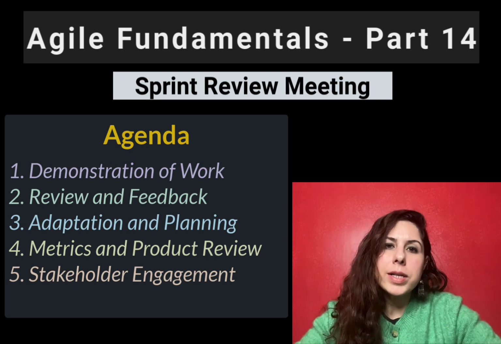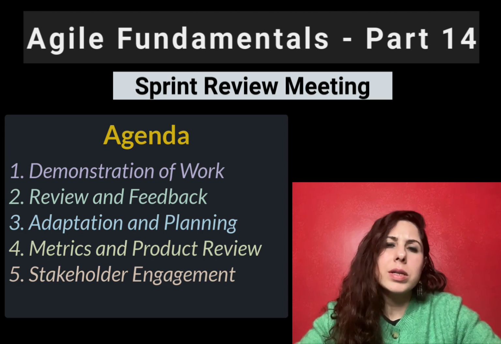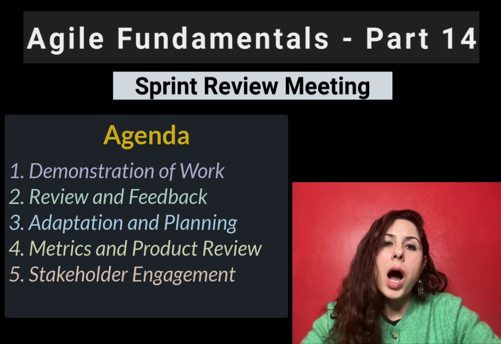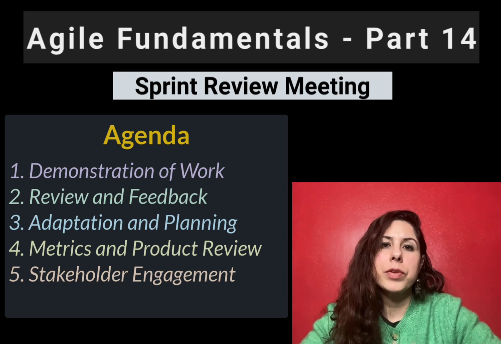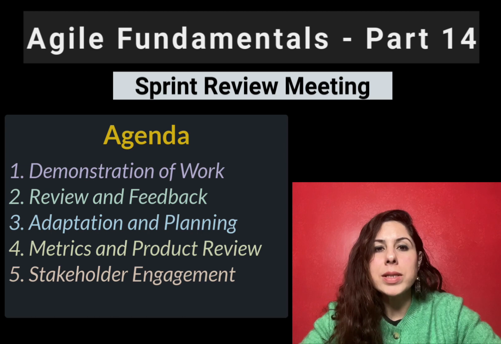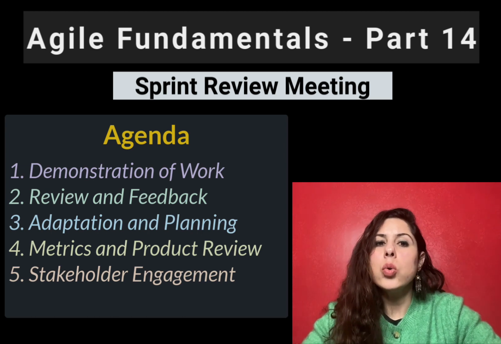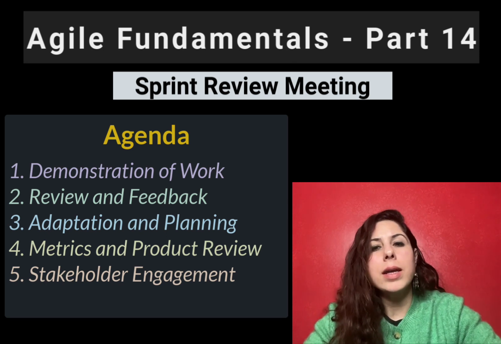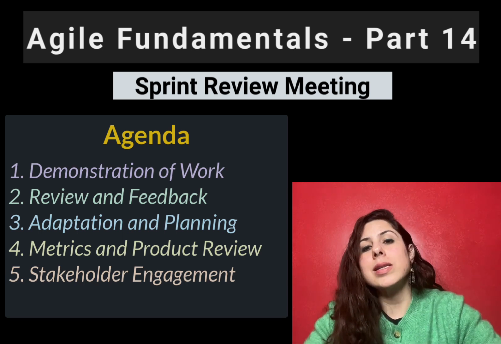Fourth, metrics and progress review. The team, along with other stakeholders, may review the key metrics or progress indicators such as velocity or burndown charts to understand how the sprint went and how the overall project is heading. Fifth, stakeholder engagement and communication. This is a chance for stakeholders who are not regularly involved in the day-to-day development to provide their input and stay informed about the product's progress and direction.